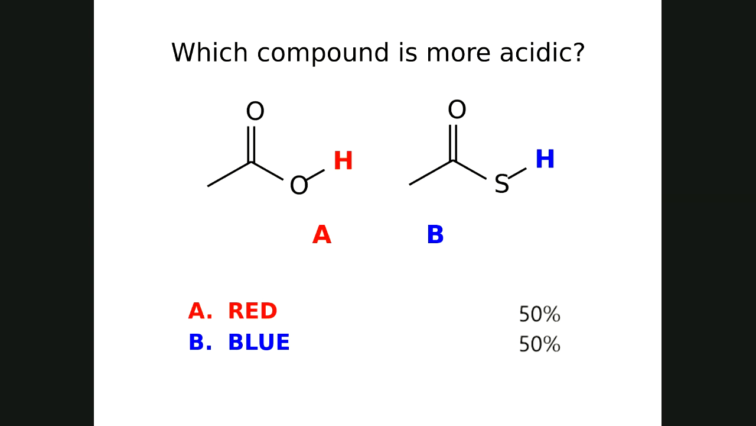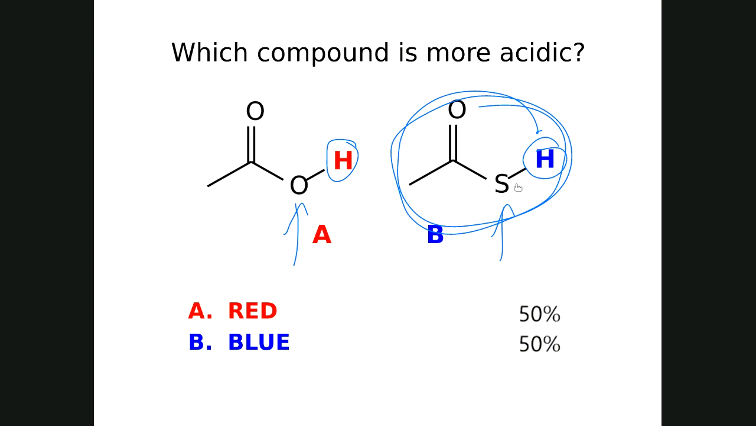In this case, if you notice, this proton is bonded to an oxygen, and this proton is bonded to a sulfur, and therefore this particular compound happens to be more acidic. This proton is easier to remove than in the compound on the left because of the larger size of the sulfur. All right, so that's where we had left off.